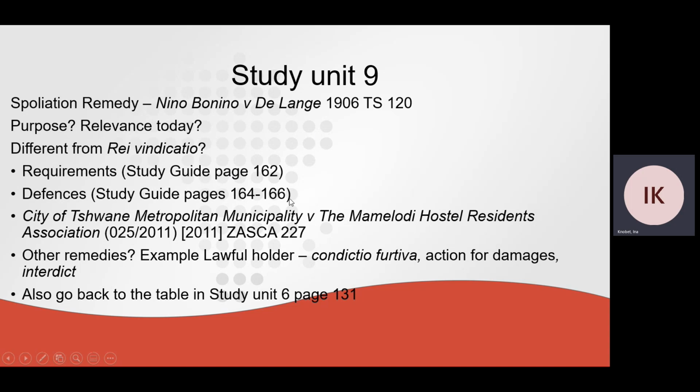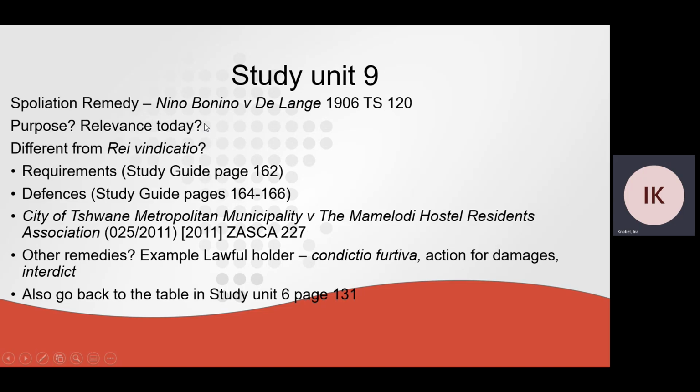Now, certain valid defences may be raised against the spoliation remedy. I want you to go and look at pages 164 to 166. There are numerous cases that we referred to, especially with the defence of impossibility. Make sure that you understand those cases. Go and have a look at what is written there. Remember, you only have to know what is written there to the extent that we discuss them there. The defence of impossibility became relevant in City of Tshwane Metropolitan Municipality, and there I want to link that case to the short question here.